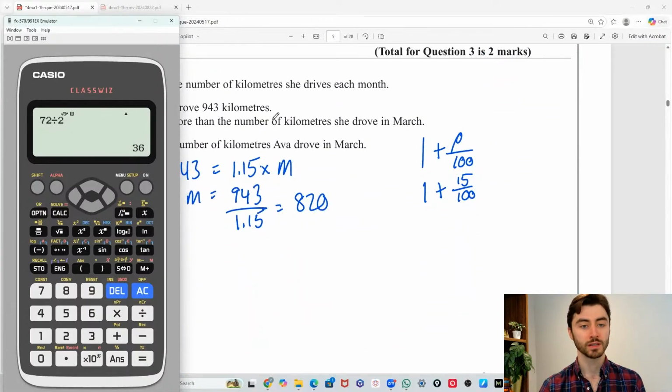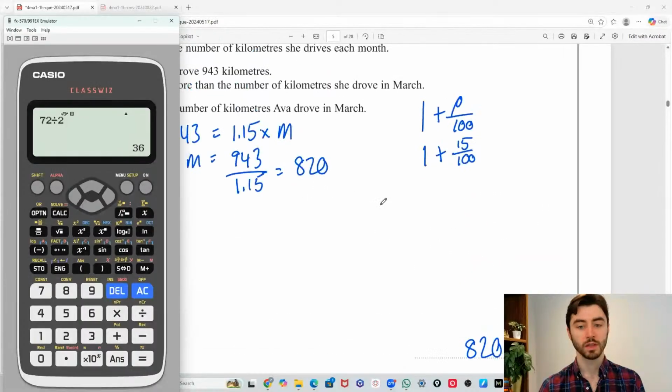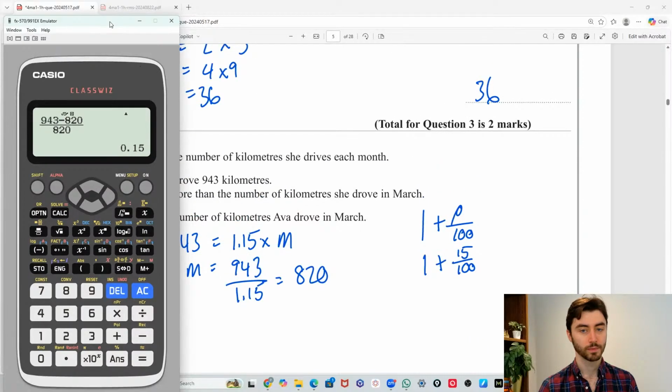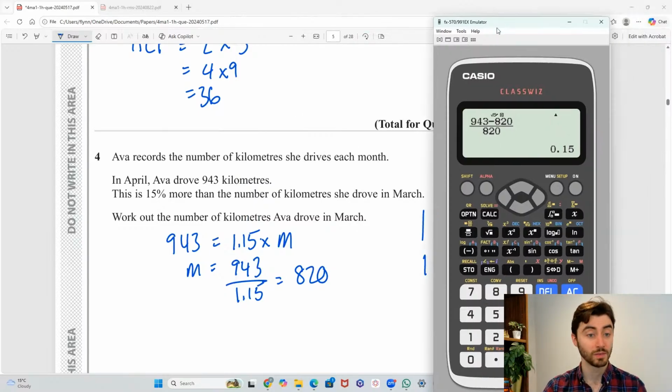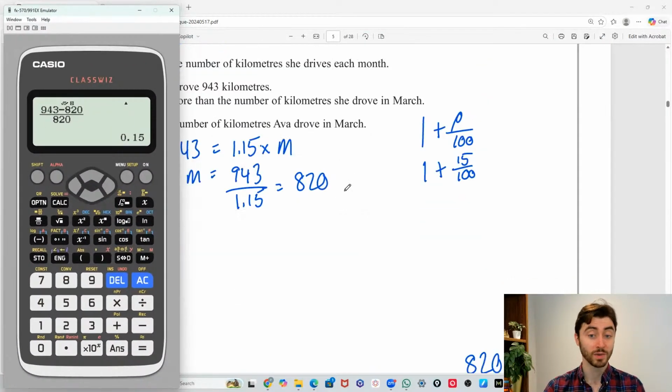So here, for instance, so they drove 82 kilometers. So let's work out what that percentage change is, right? So if it was 82 and it went up to 94.3, well, the difference would be that. And what's that out of the original? 15%. Which is, so it's 15% more. So the increase out of the original gives me a 15% increase. I recalculated my 15%, so I know my net value is correct.